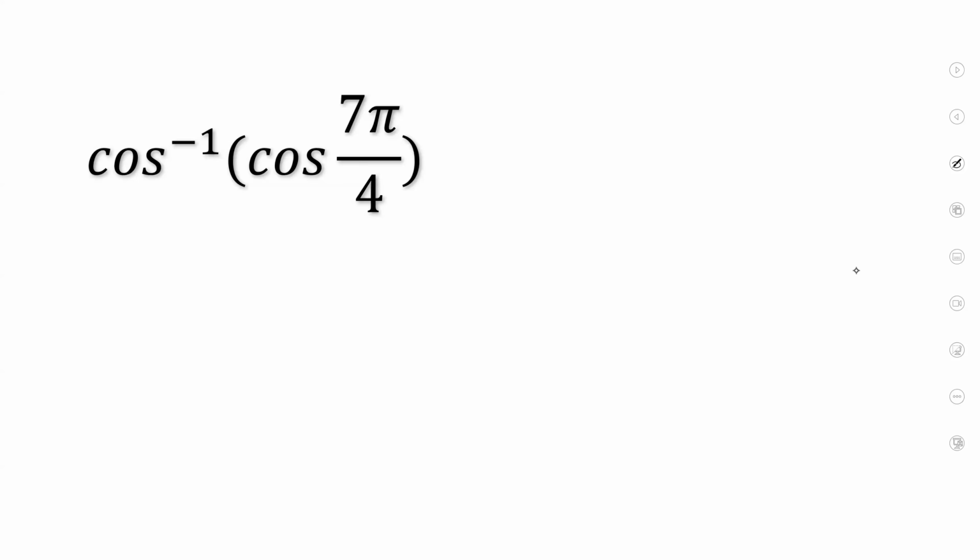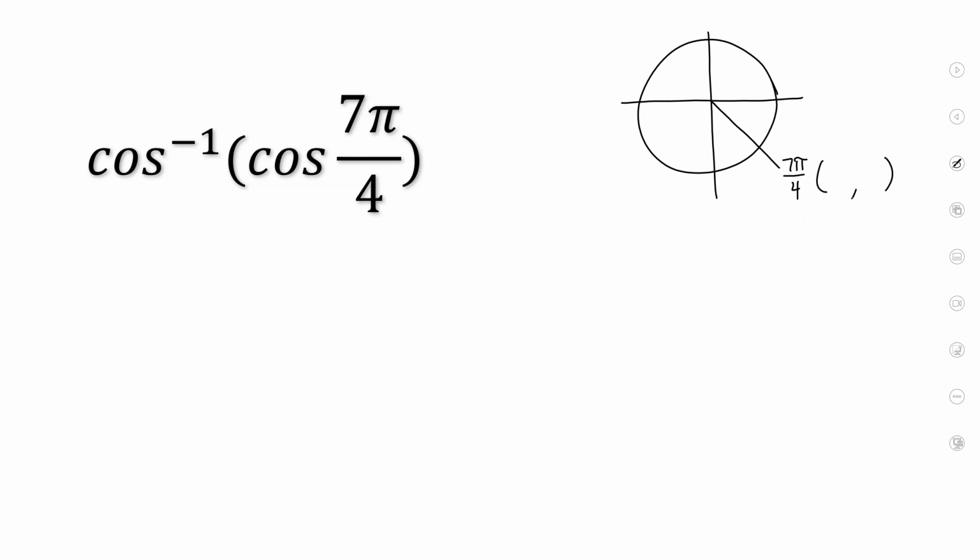Okay, so let's try this problem. If you think about a unit circle, 7 pi over 4 is right here. Do you guys know the coordinate of 7 pi over 4? Exactly. Square root of 2 over 2 and negative square root of 2 over 2. So if I want cosine at this location, that's going to be right here, square root of 2 over 2.